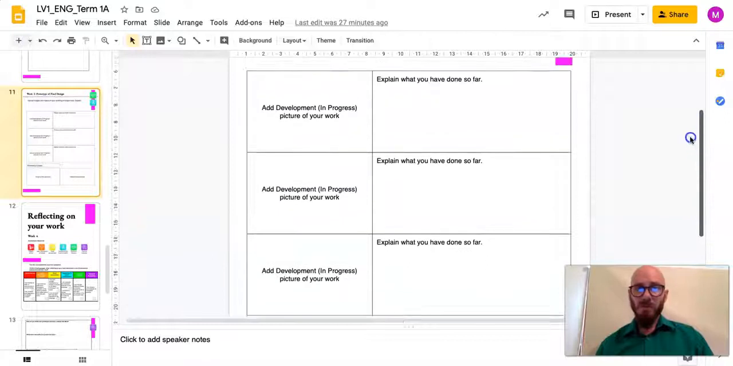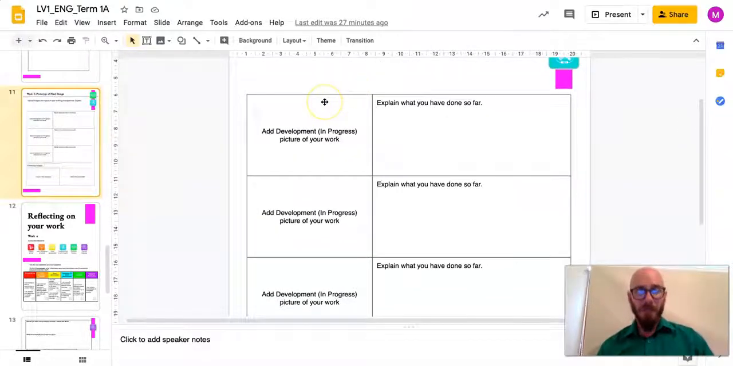So what you can do is you can look at getting started, getting your materials, getting everything ready, and then taking pictures at each stage of your make. And then once you do that, at each point of it, explaining what you've done at each stage.